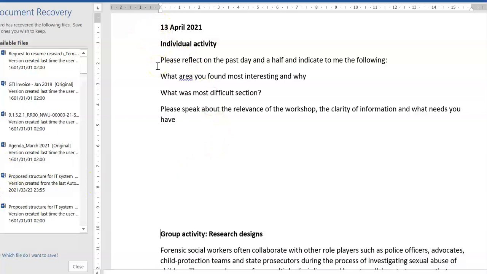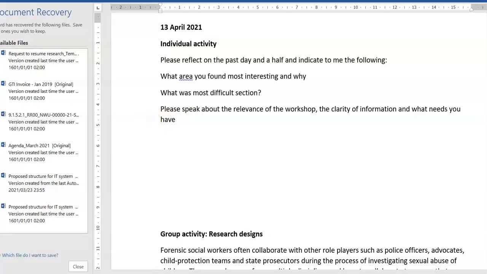Please reflect on the past day and a half and indicate to me the following. What area you found most interesting and why? What was the most difficult section or content? Please speak about the relevance of the workshop, the clarity of the information, and what needs you may have, or problems you have, regarding maybe connectivity issues, network inadequacy, I don't know, whatever issues you have. So will you just write that for me on a piece of paper, maybe?